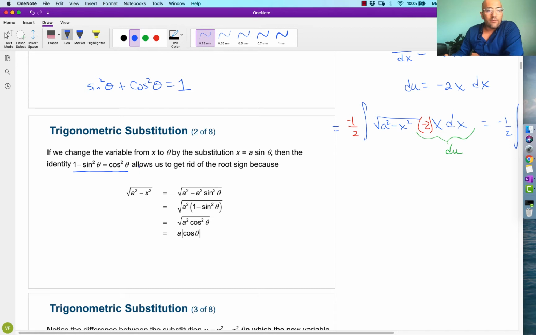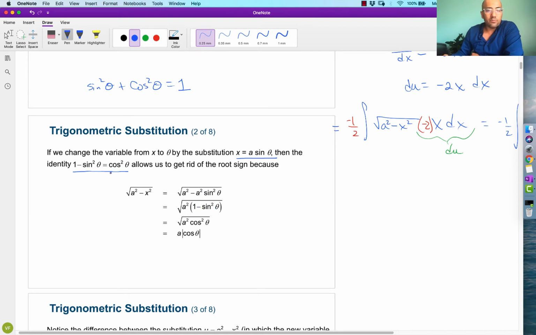Good. Okay, so the suggestion, just sort of out of the blue, is that when we have something like this, the suggestion is going to be to replace the x with a sine theta, right, where a is the constant. When we replace the x with a sine theta, we get a squared sine squared. We can factor out the a squared, right? Then we end up with 1 minus sine squared theta.